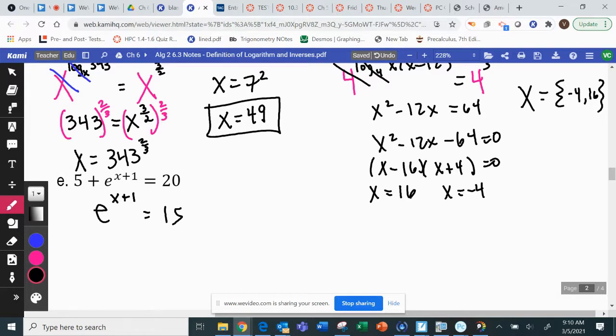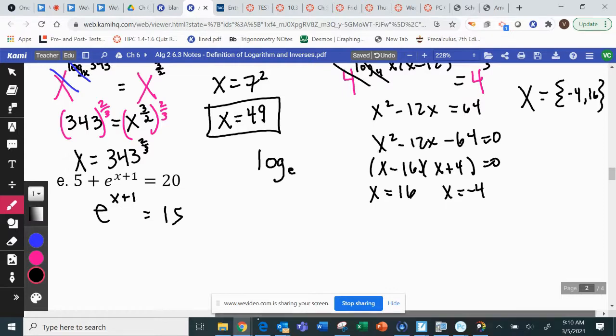I need to cancel out e. Right now, e is a base. It's exponential. So I have to think of a logarithm. I have to go the opposite way. What log will cancel out a base of e? Jacob. ln is log base e.